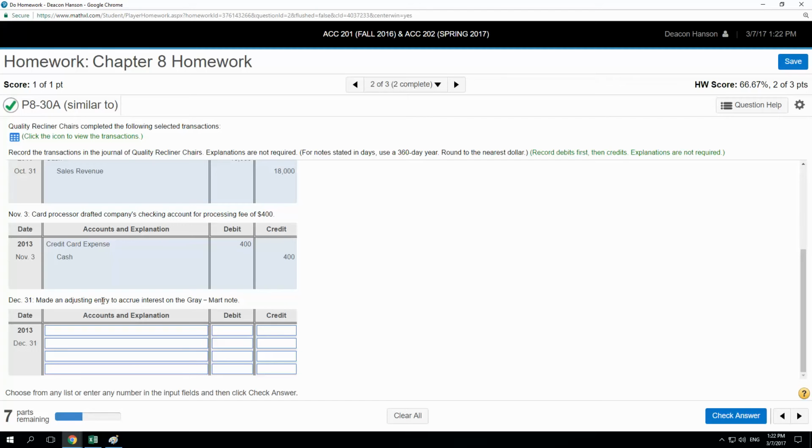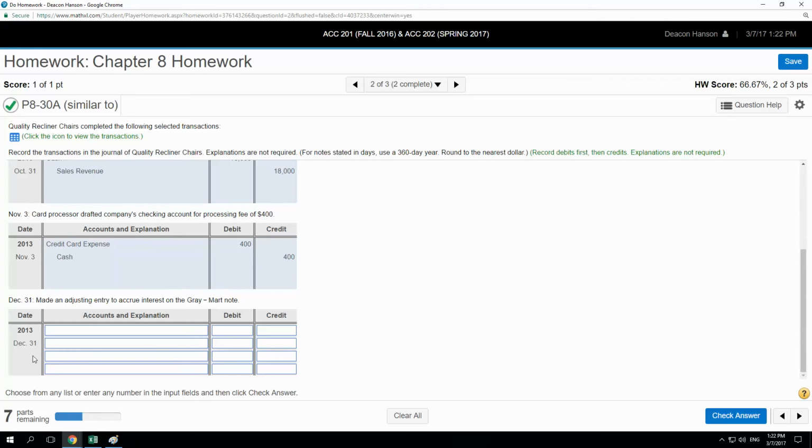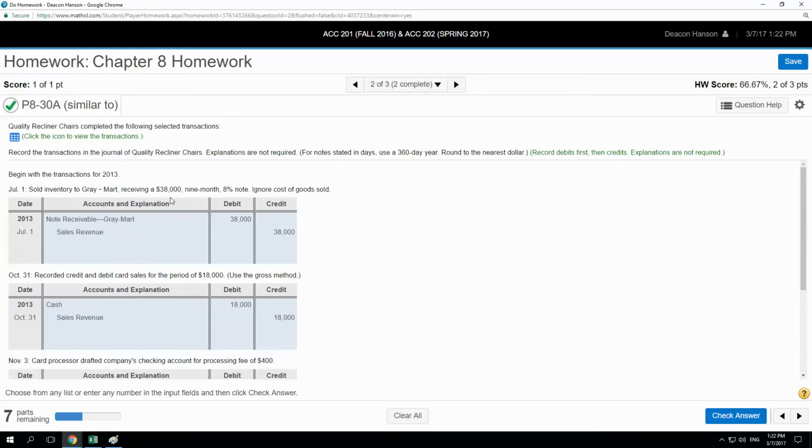Okay, we made an adjusting entry to accrue interest on the Gray Mart note, right? So let's see. We issued the Gray Mart note on July 1st, and now it's December 31st. I would probably use my fingers if it's not clear enough, right? So all of July, August, September, October, November, and December. 6 months have gone by. Okay, so we have a 9-month note.